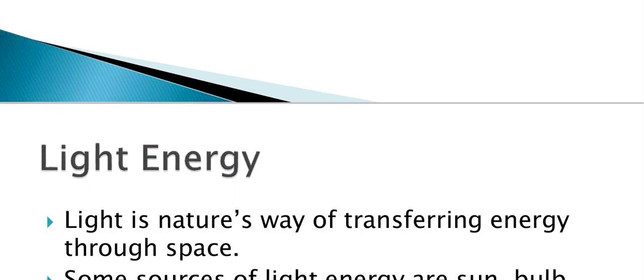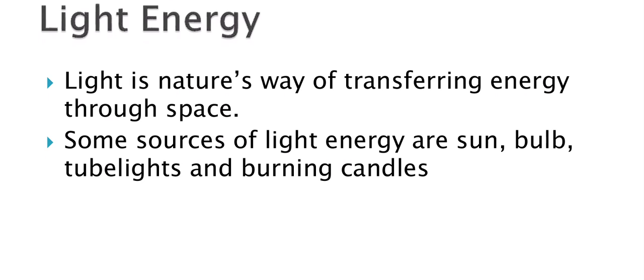Next, light energy. Light is nature's way of transferring energy through space. Some sources of light energy are the sun. The sun is the biggest source of light energy. During daytime, you don't need tube lights or bulbs or anything to get light. It is already available in nature, so the biggest and natural source of light energy is the sun. Moreover, bulbs, tube lights and a burning candle also produce light energy. This is nature's way of transferring energy through space, because the sun is the natural source of light energy, and through space only you are getting the light energy.